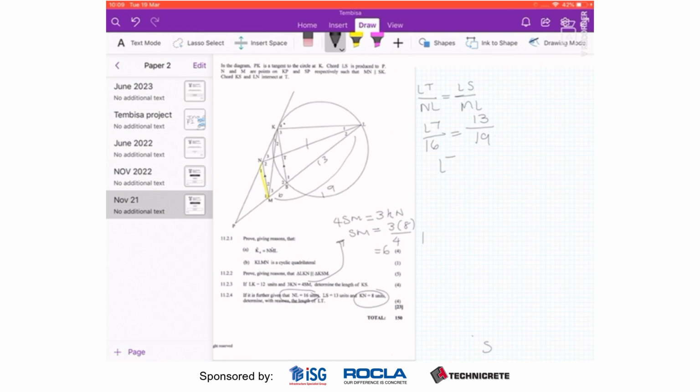And now we just cross multiply to find LT, and you get 208 over 19. LT is therefore equal to 10.95 units.